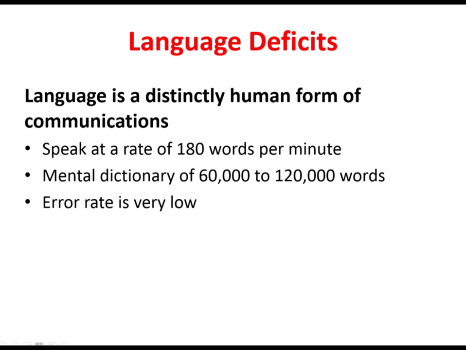And then lastly, the error rate is very low in language. There's approximately only 1 out of every million words we use that is actually misused or mispronounced. So our error rate is extremely low for language as far as communication. So again, these are the three parameters that make it a distinctly human form, and other animals don't have such a large richness of types of communication.